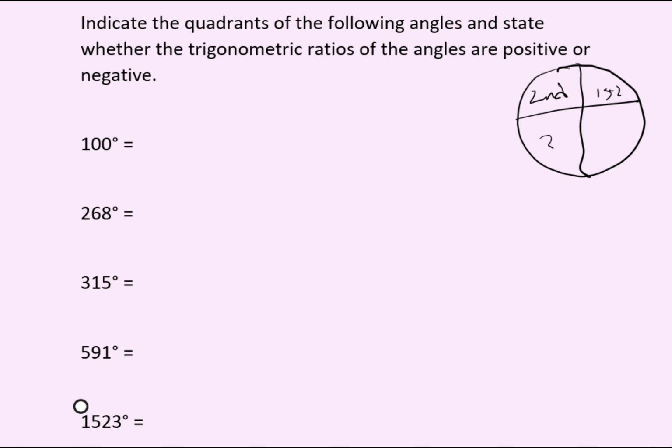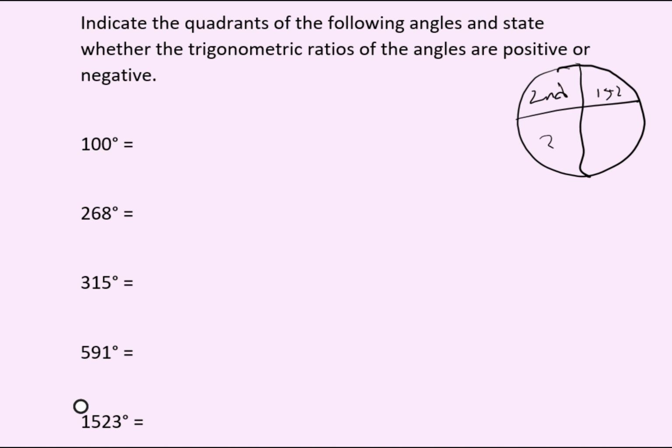So we have 100 degrees. If we look at it, from this place to this place is 90 degrees, and from 90 degrees up to 100 degrees, it has exceeded it. So let's look at the second quadrant, from 90 to 180. 100 falls between 90 and 180. That means 100 is in the second quadrant.